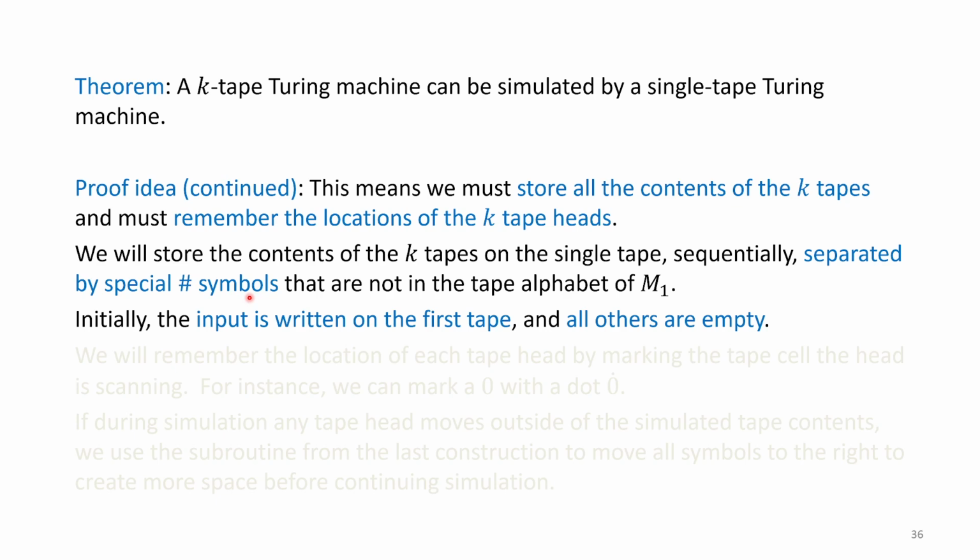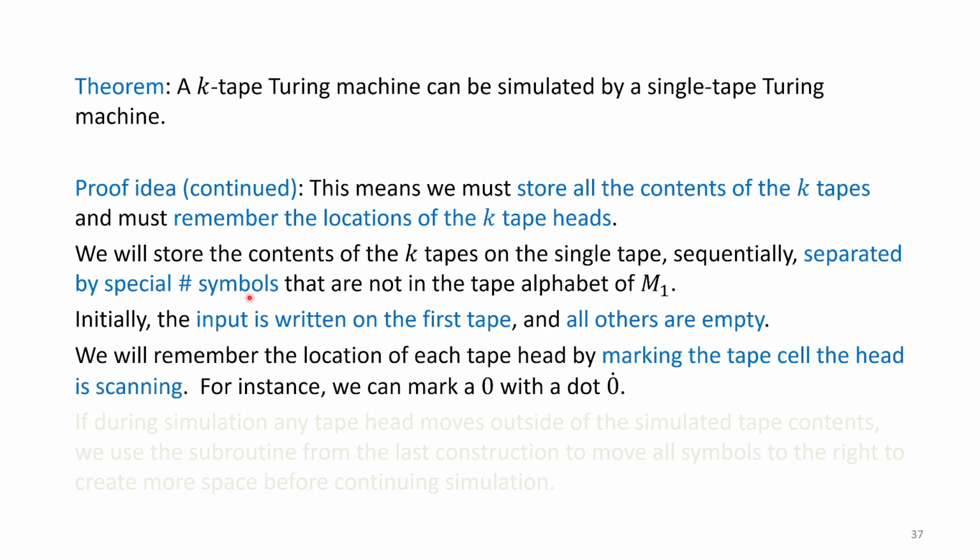So we'll have a hash, and then all the rest of the tape can be just the last tape. But then once we have those K, technically K minus 1 hashes will make K tapes for us, then we can begin our simulation. Although there's one other thing that we need to remember, which is where the tape head is for each of those tapes.